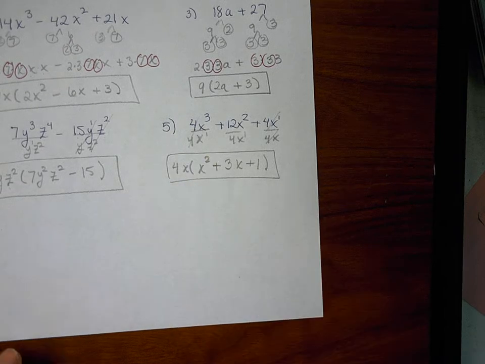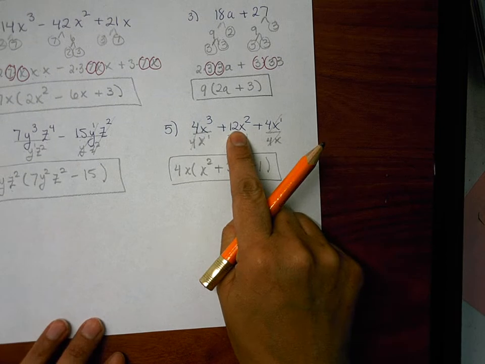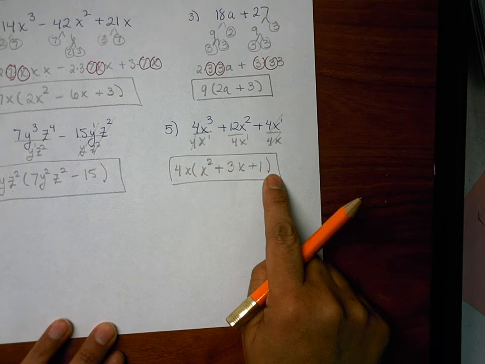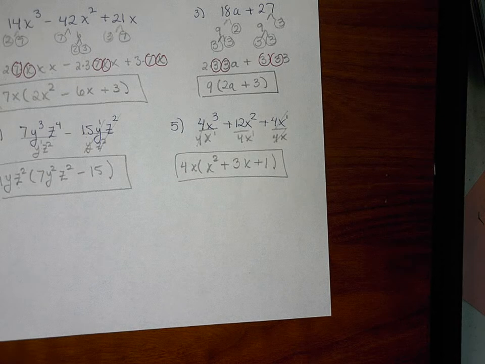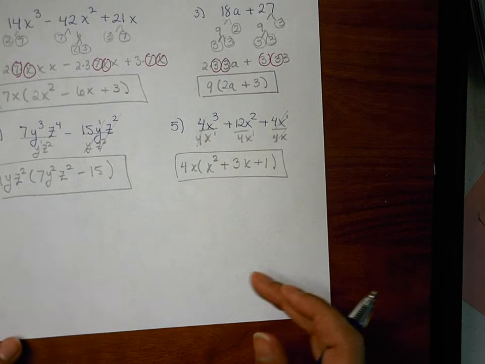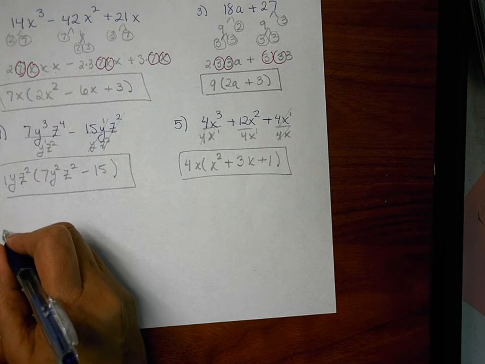Let's check it. 4x times x squared is indeed 4x cubed, plus 4x times 3x is indeed 12x squared, and then 4x times 1 is indeed 4x. Okay.